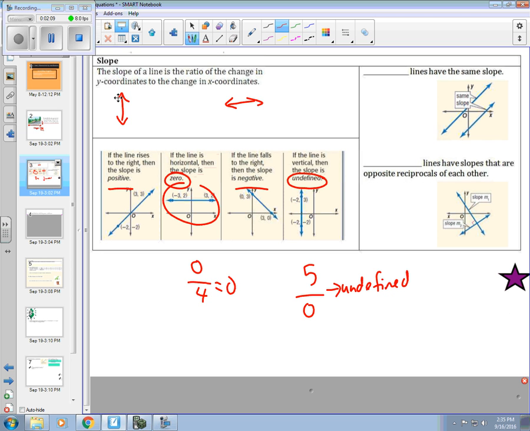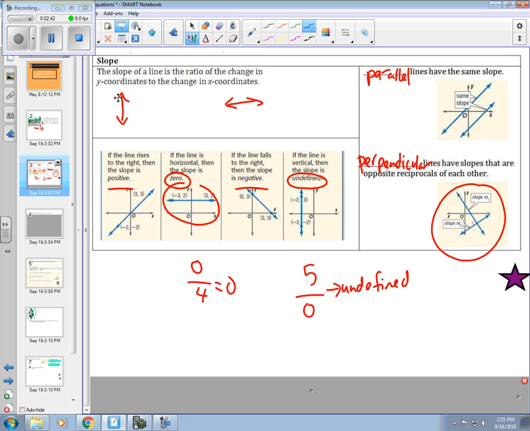Two other things you should know from geometry last year. Anytime your lines have the same slope, then that means that those lines are parallel to each other. So parallel lines have the same slope. Lines that are right angles to each other, like in this picture, those are called perpendicular lines. Perpendicular lines have slopes that are opposite reciprocals of each other.